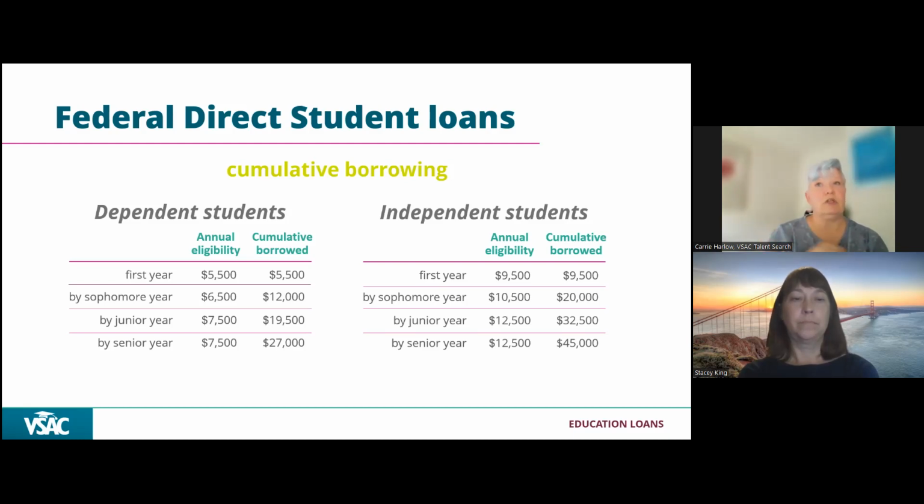And then we see the cumulative borrowed. What I can tell you is that the maximum amount a dependent student can borrow is between $31,000 and $32,000. I think it's $31,500. And so if a student's spending a fifth year in college, they might run out of federal student loan eligibility. That's a potential.